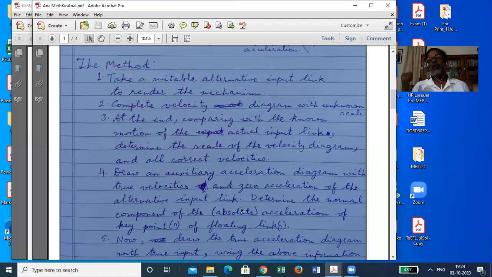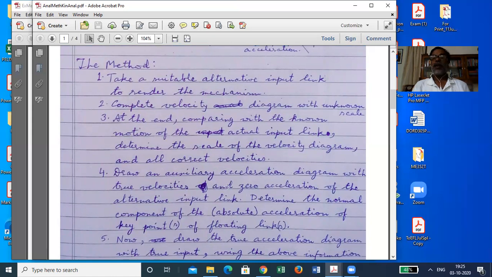And the actual input link, whatever acceleration it may have been given, that you disregard, because since you are giving zero or whatever acceleration to some other link, to the original actual input link you cannot give any input. So whatever acceleration turns out from that, you have to take, and that is why it will not be correct in any case. That is why you call it auxiliary acceleration diagram.